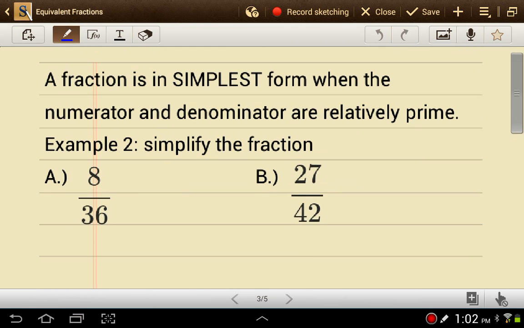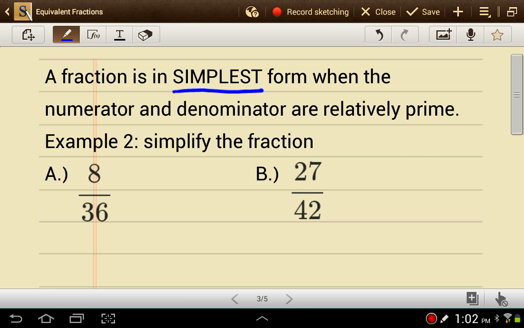Next we're going to go over simplifying. Simplifying is really what we want to concentrate on with our equivalent fractions. So when I say simplify or simplest form, this is what I mean. A fraction is in simplest form when the numerator and denominator are relatively prime. If you think back to our lesson yesterday, relatively prime means they have a GCF of 1. So a fraction is simplified when there's nothing that goes into the numerator and denominator. You cannot divide the numerator and denominator by anything but 1. 1 goes into everything, so you can always divide by 1. But if that's the only number you can divide by, that is when a fraction is in simplest form.